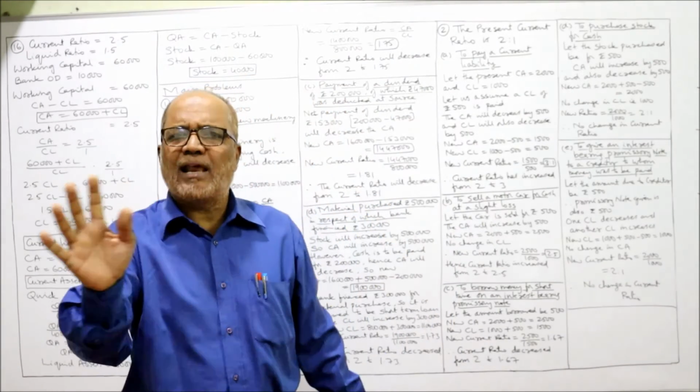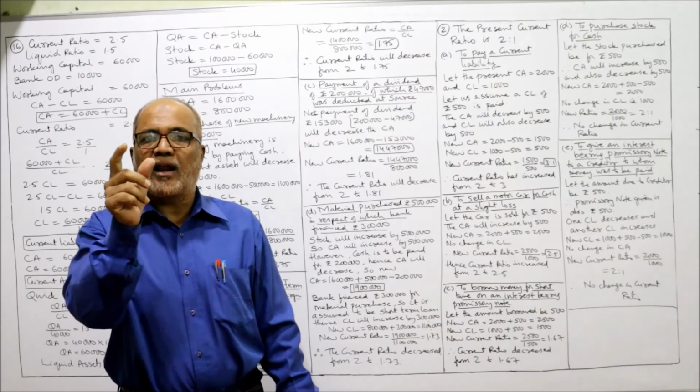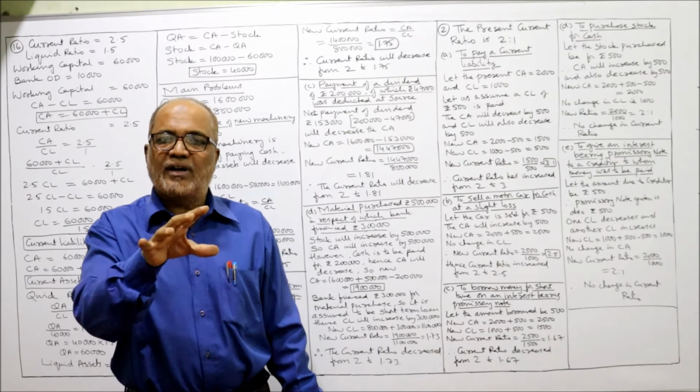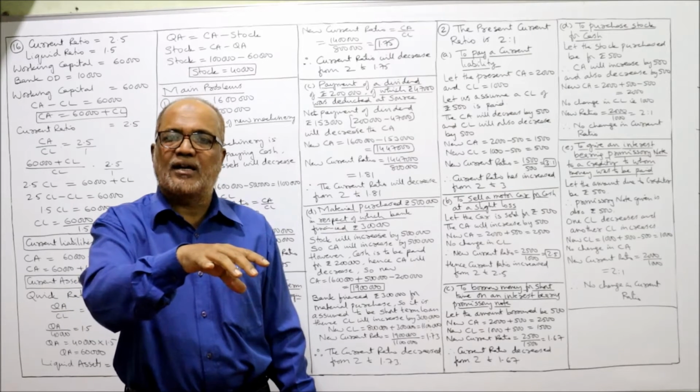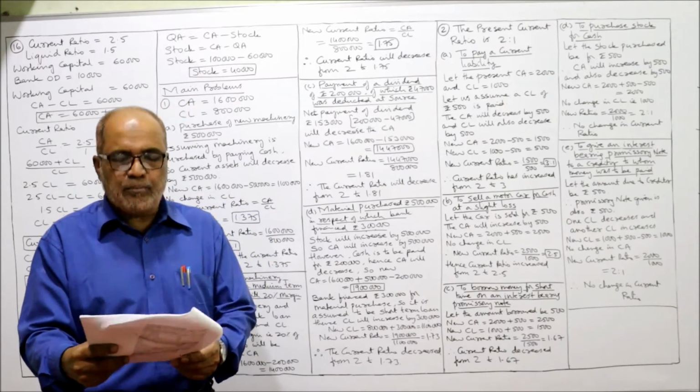In this problem, no calculation. Simply you have to think about the logic. Current ratio depends on current asset and current liability. So for every transaction you see what is the effect on current asset and what is the effect on current liability. That's it. Now second main problem.